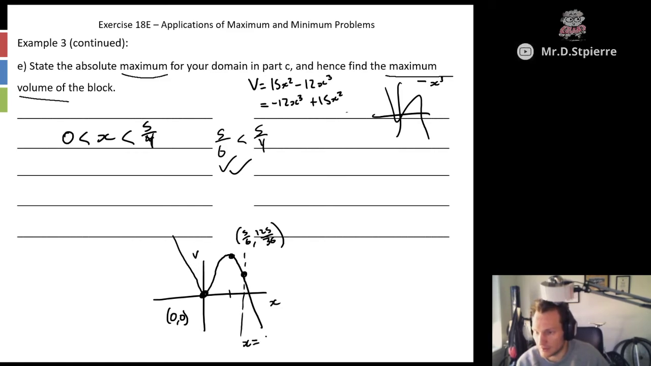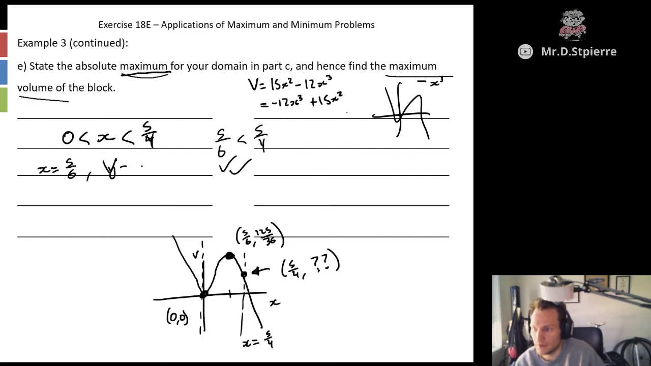So we have some point over here, at x equals 5 on 4. We don't know what that point is. So we have 5 on 4, comma, question mark, question mark. We don't know what the y coordinate is, but it doesn't matter because the fact that we have this stationary point before it, that's going to be higher, and our question is asking about state the absolute maximum. So the absolute maximum given our domain was that x is equal to 5 on 6, y or v is equal to 125 on 36.